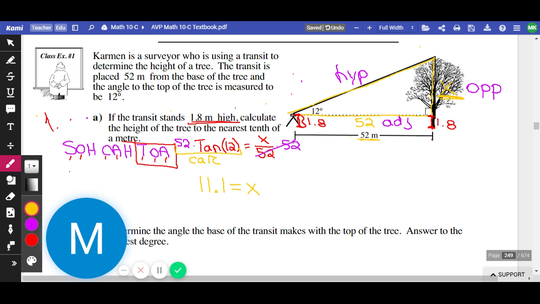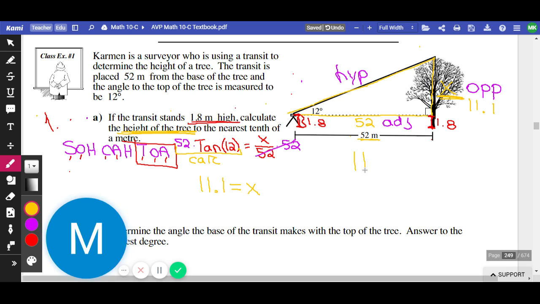X is not the answer to my word problem. The reason x is not the answer to my word problem is the word problem asked me for the height of the tree. I did not calculate the height of the tree. I calculated x, which was this side of the triangle. It was a big chunk of my tree, but it wasn't the entire tree. Right? This chunk is 11.1. This chunk is 1.8. If you wanted to calculate the whole height of the tree, you would add those two together.